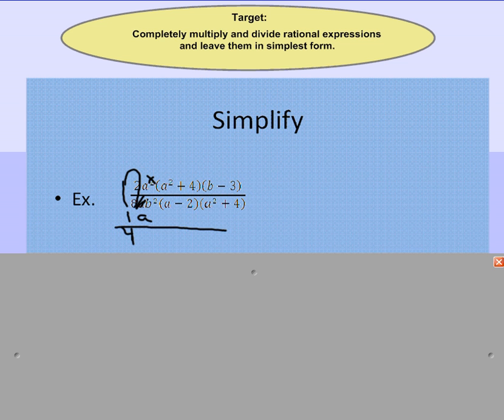In terms of the b squared, there is no b, just b. This is a b minus 3. That's a grouping. It does not cancel out with the b squared. So the b squared stays in the denominator. The entire grouping of a squared plus 4s do cancel out. There's one in the numerator, one in the denominator. They cancel out. So the grouping of b minus 3 remains in the numerator. The grouping of a minus 2 remains in the denominator. And that's our final simplified answer. There's nothing more that we can do.